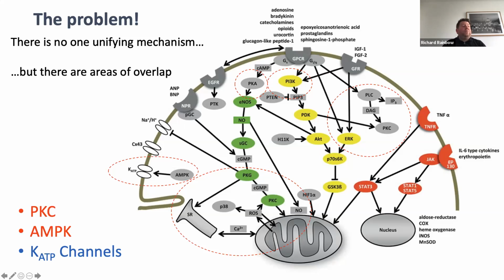So really, these are the 3 pathways that most people in the cardioprotection field agree are the ones that are really important: protein kinase C, in particular the epsilon isoform, AMP kinase, and then the ATP sensitive potassium channels, the KATP channels. And that's really what we're going to focus on for the rest of this presentation.